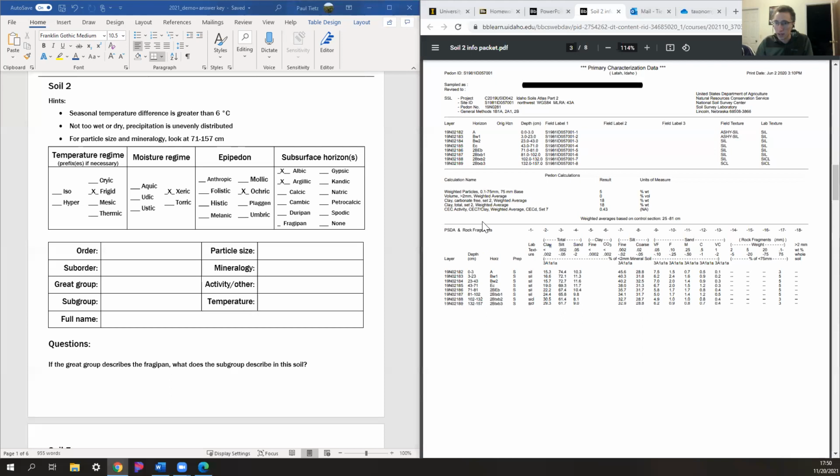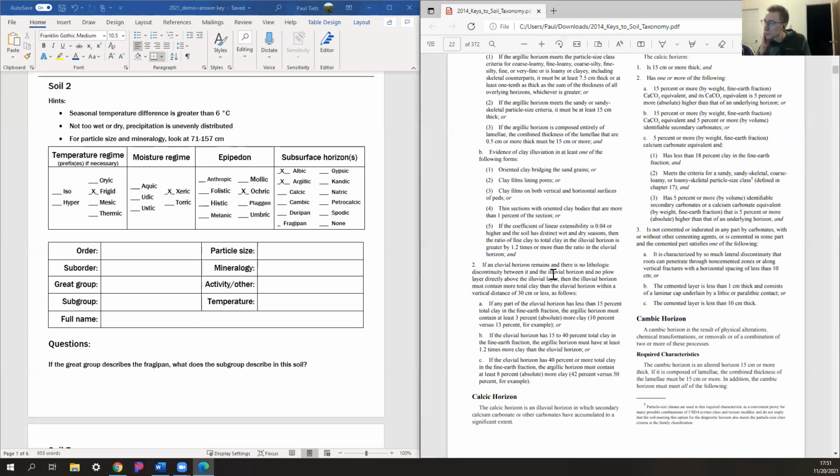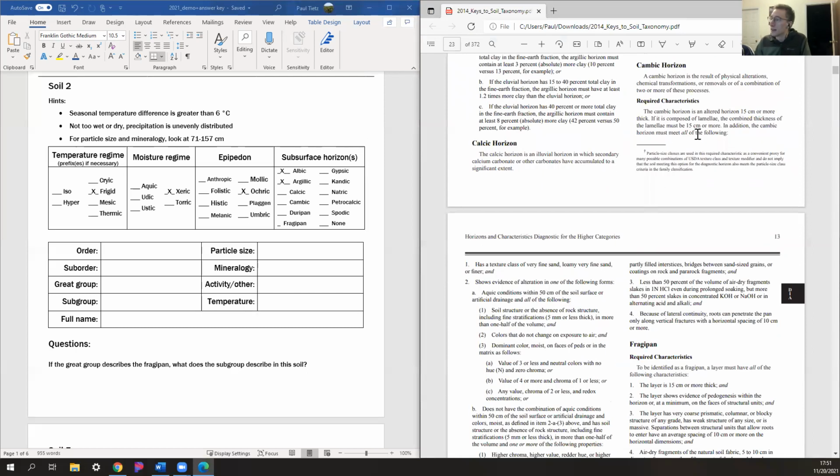Okay, cambic is the next one on the list. We got that BW horizon, so I'm thinking cambic is an option. Let's read this one out. The definition of cambic is very encompassing. It's very generous. It includes lots of soils.